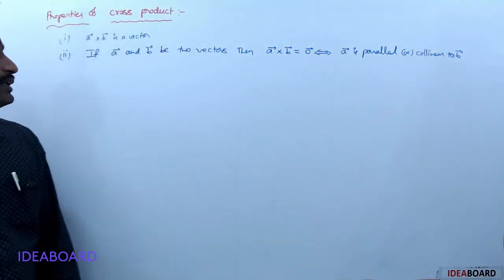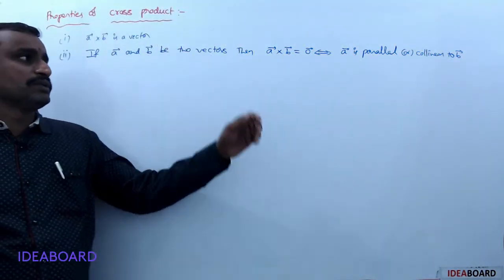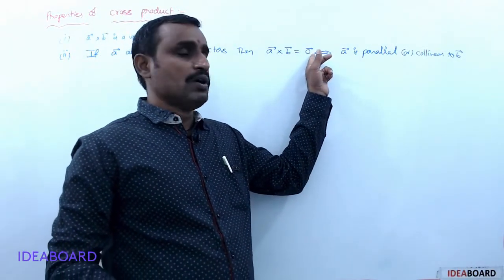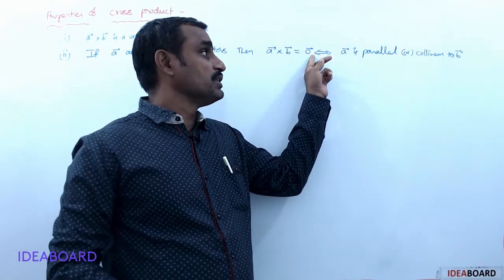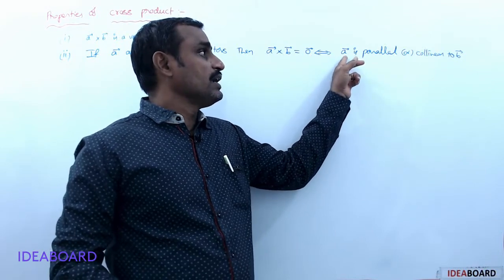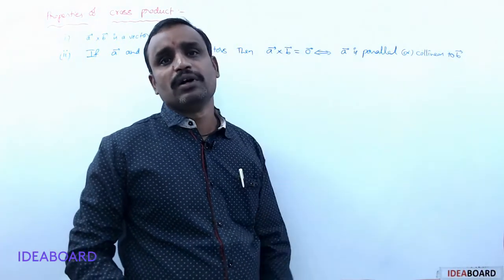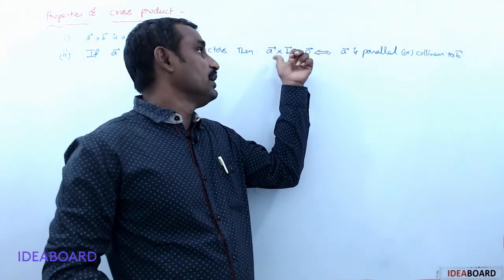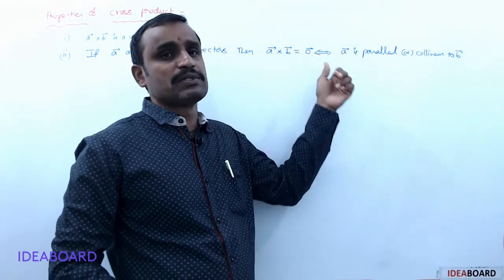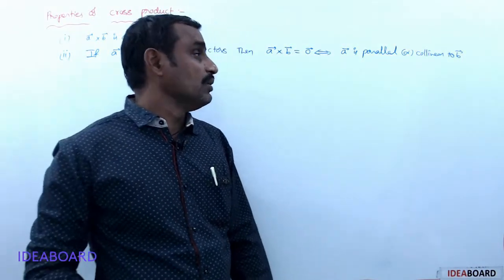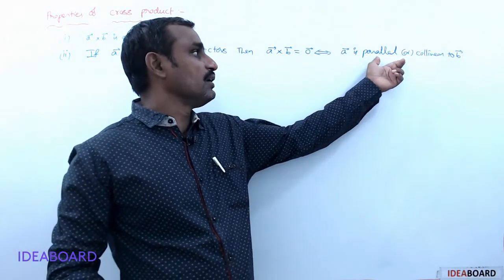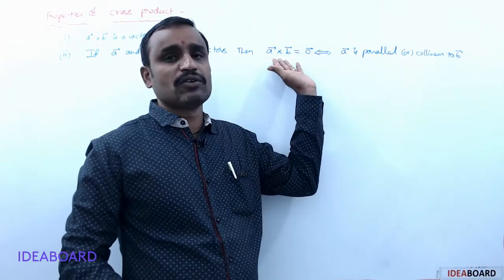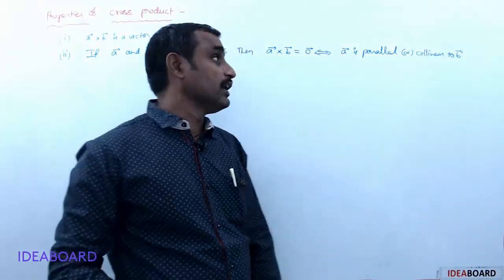Here A bar and B bar are two vectors we are taking. A bar cross B bar is equal to 0 bar when A bar is parallel or collinear to B bar. In that case only, the cross product becomes a null vector. In reverse order also, if A bar is parallel to B bar, the cross product becomes a null vector.